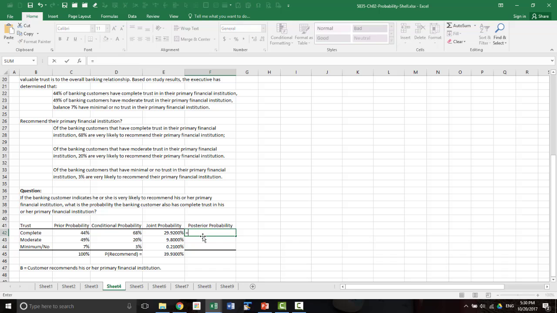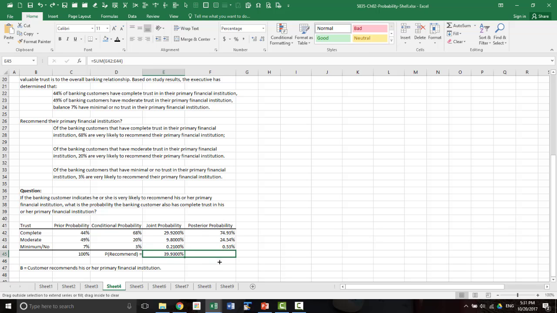Now the posterior probabilities will be that divided by that, and remember this has to be absolute referenced. Let's give 2 decimal places. Copy. Now let's put the border back. We want to make it appear nice and clean. Now if you sum these, we can copy that. It should equal 100%.